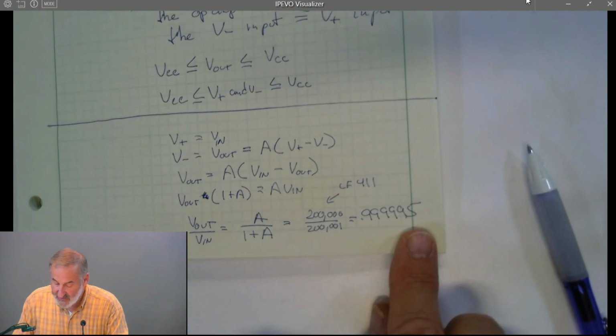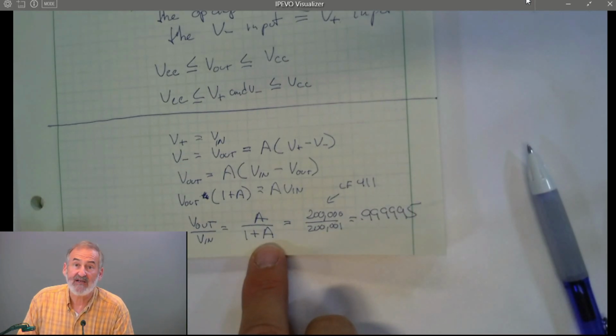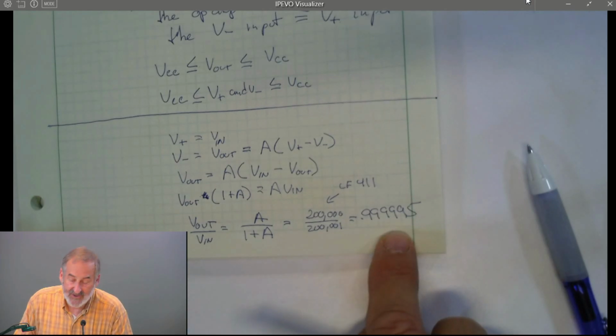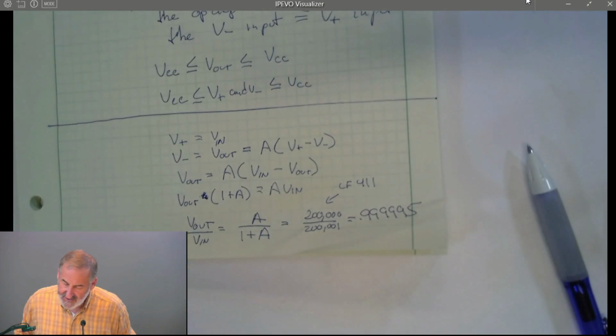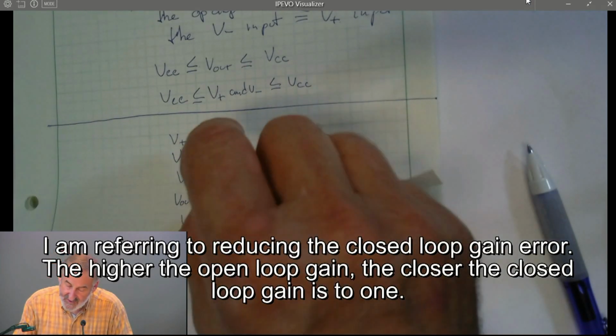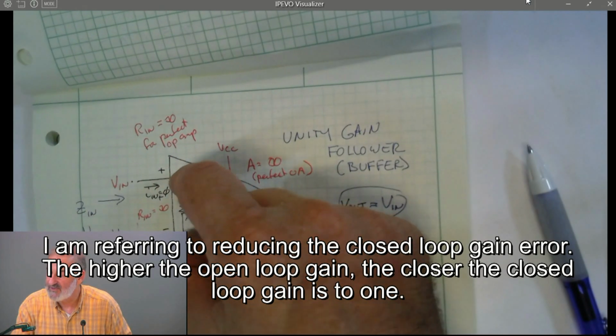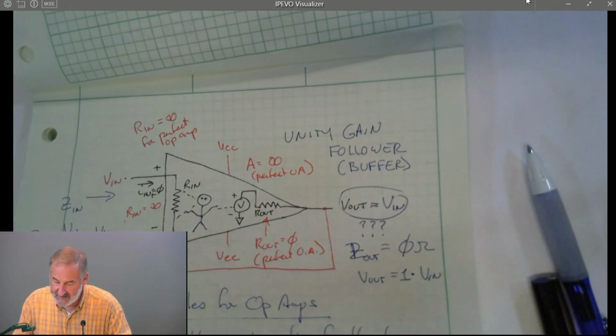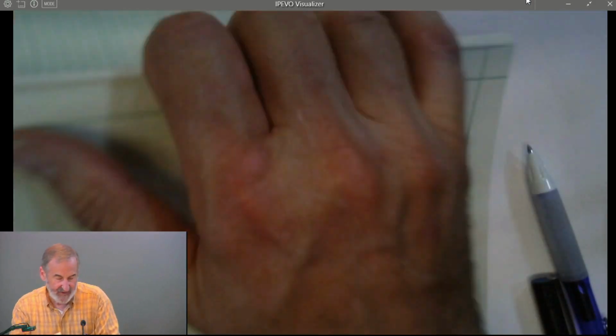And why is that true? It's because we have very high gain. You can see if we had lower gain, we'd have a larger error, a larger gain error. So what all that extra gain does is it reduces the error. It reduces the voltage required between the two inputs to get the output voltage we want. Now that gain actually does something else for us. Let's take a look.